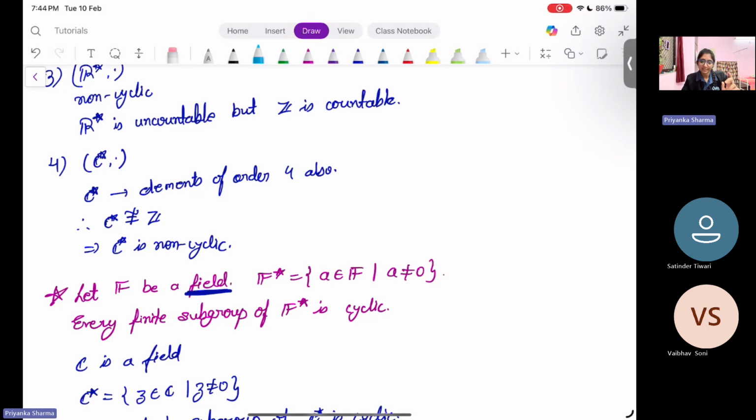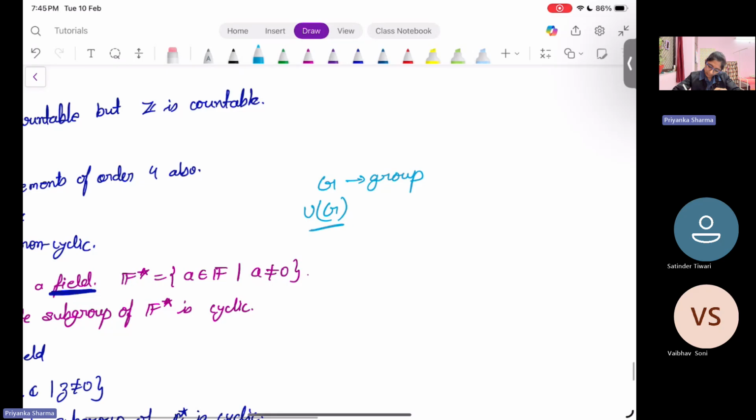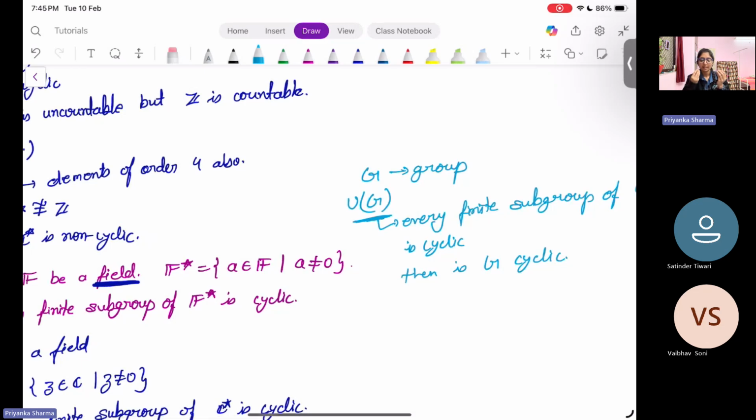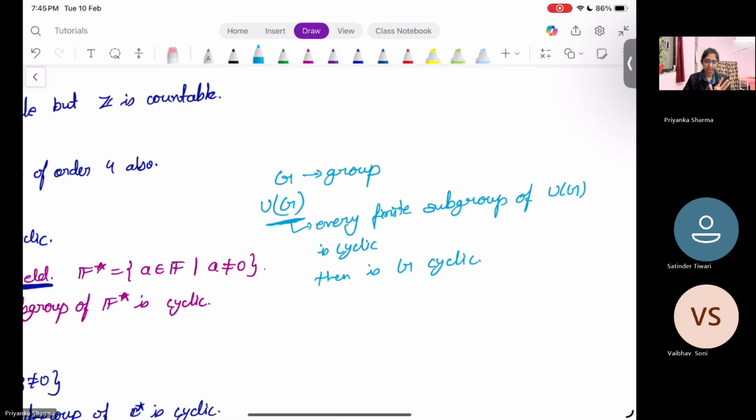Here you can have one more statement. If you write some group G and consider the units of G, and say every finite subgroup of the units of G is cyclic, then is G cyclic? No, you can have a counterexample because G can be R, G can be C, G can be Q. So this statement is again false.